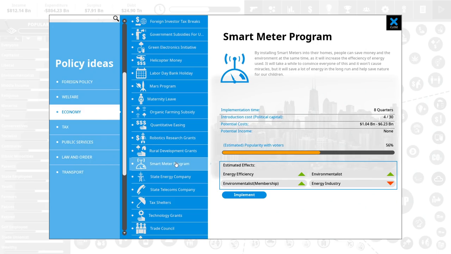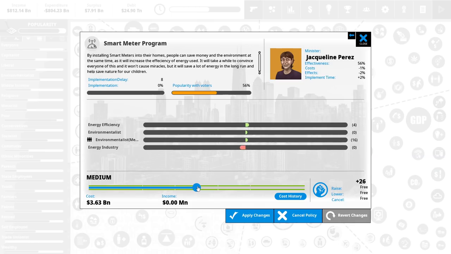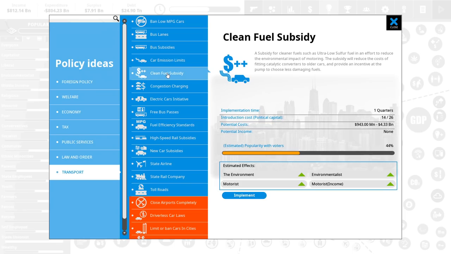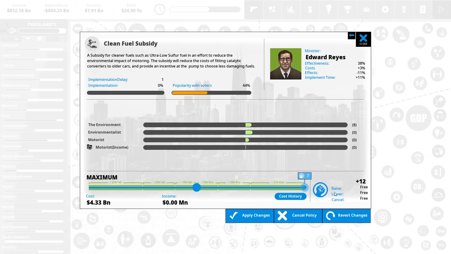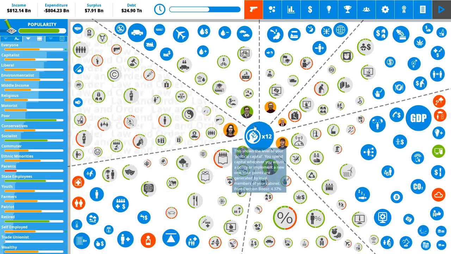Ah, this'll do. Smart meters. So energy efficiency goes up, the industry's not thrilled, but more environmentalists and they like it and they like me too. So yes, you can have that. That's no problem at all. Whack that up to maximum. And I tell you what, it doesn't cost much. So we're going to give a bit of a subsidy to clean fuel, which the environmentalists are going to love, as are the motorists. Because we were trying to help them and I feel like we didn't really get that done particularly well last time. So yep, just pile more into that.